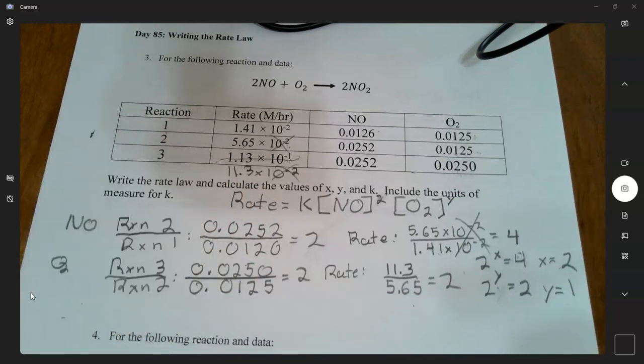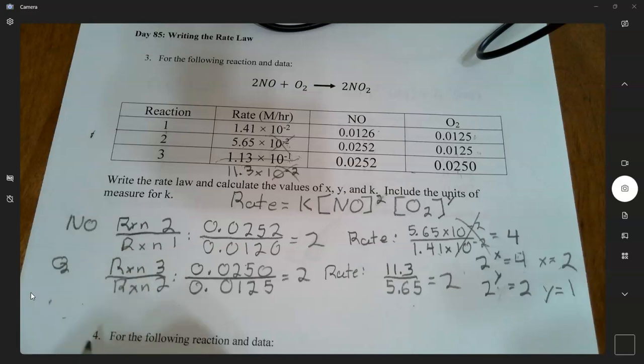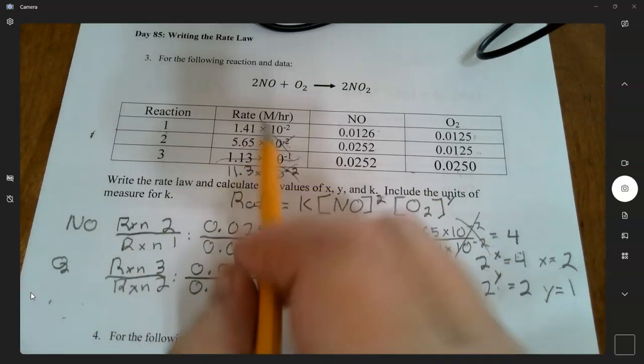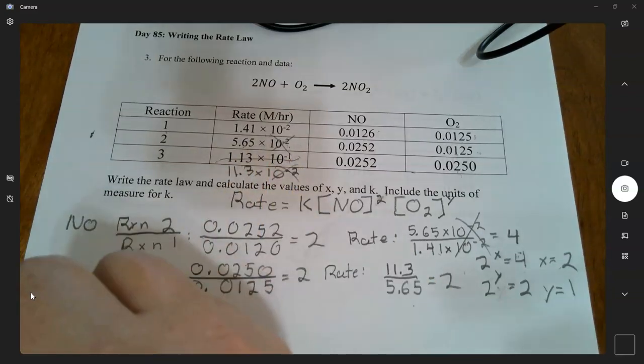All right? So now we're going to write out the entire rate law. And we're going to plug in numbers. And let's go ahead and use reaction 2 this time. It really doesn't matter.